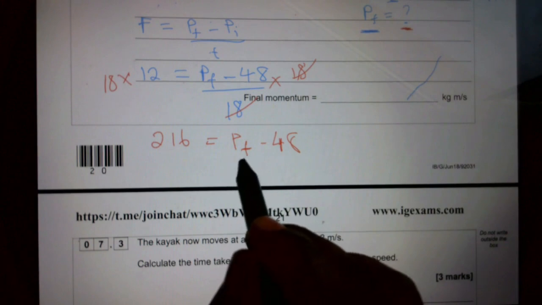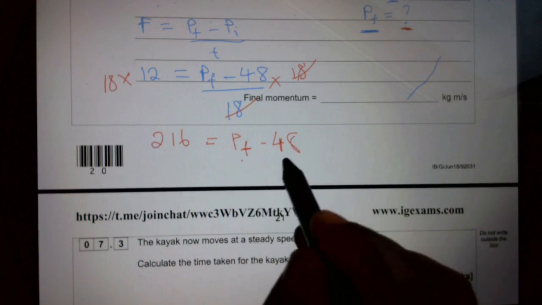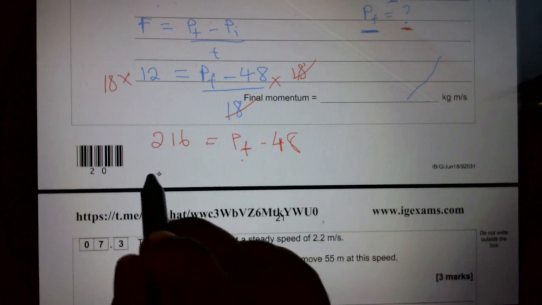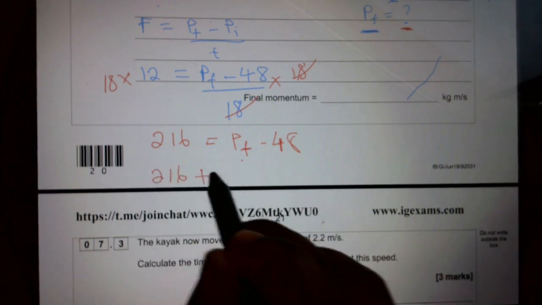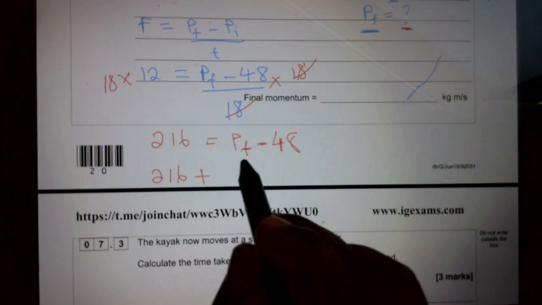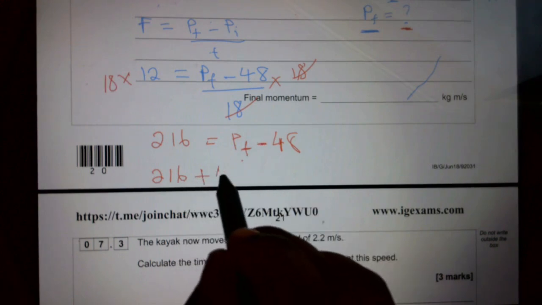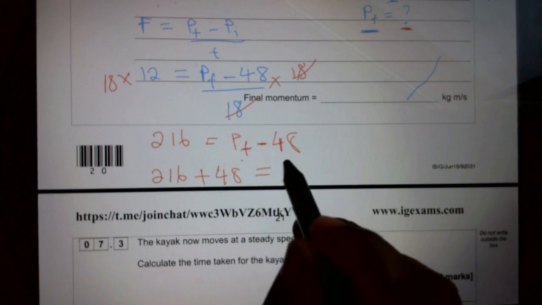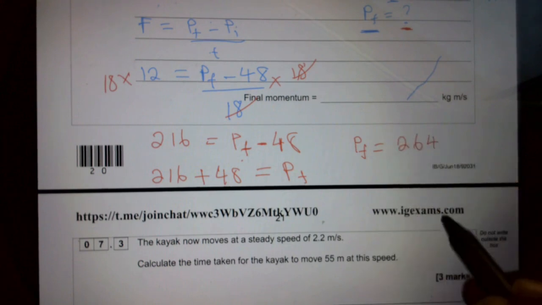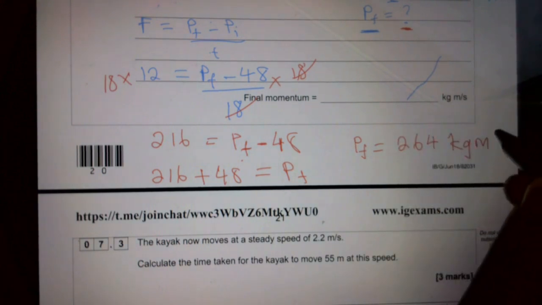Then since I want to be left with final momentum, since I am solving for final momentum, I will take this negative 48 to the other side. So I will have 216 plus 48, because when the negative 48 goes to the other side, the sign changes to plus 48, so that I will be left with P final, which is final momentum. Therefore, 216 plus 48, the answer is equal to 264. Therefore, final momentum is equal to 264 kilograms meters per second.